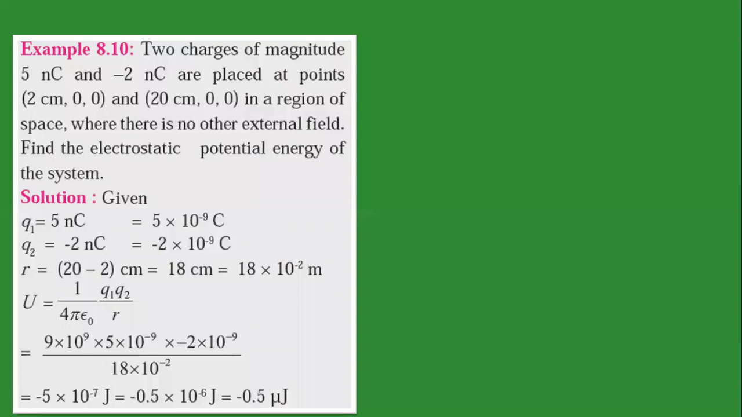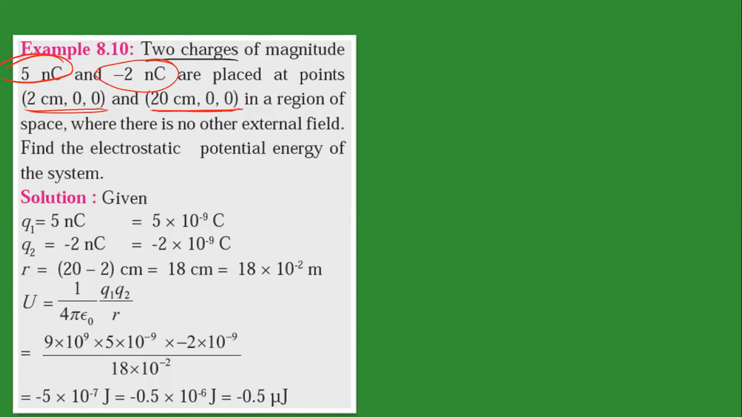So this is the problem related to potential energy. Two charges of magnitude 5 nanocoulomb and minus 2 nanocoulomb are placed at a point. You can see the positions of these charges.